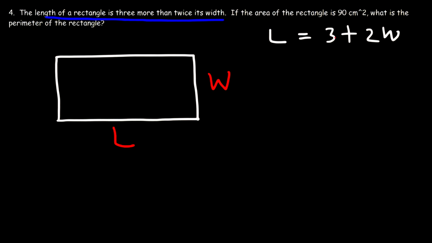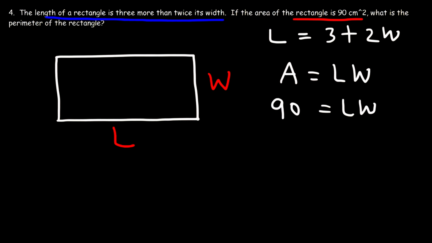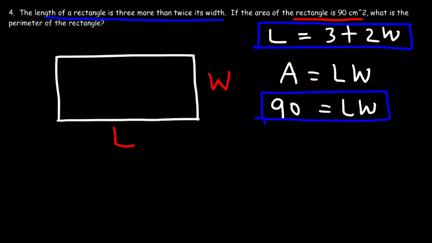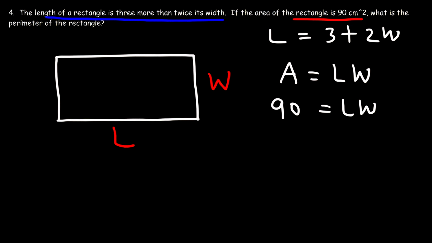Now, we're also told that the area is 90 square centimeters. And we know that the area is length times width. So 90 is L times W. So we have 2 equations and 2 variables. So let's solve by substitution. Let's replace L with 3 plus 2W. So this is going to be 90 is equal to (3 plus 2W) times W.